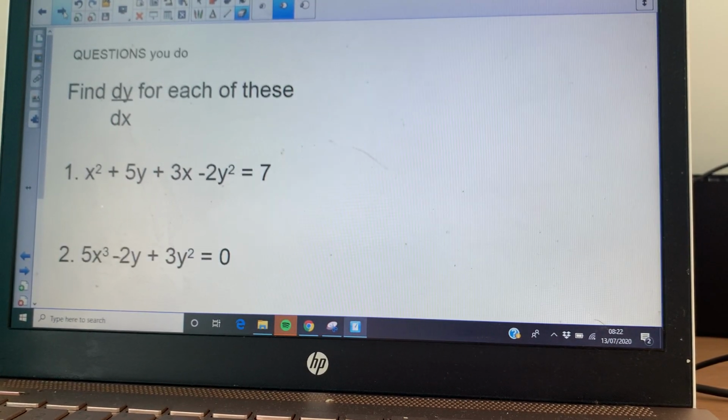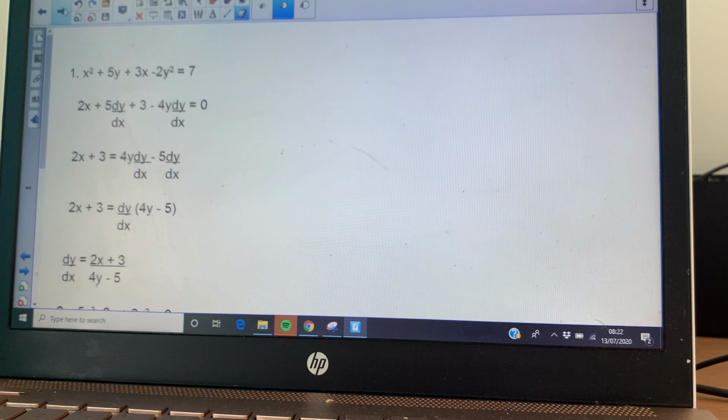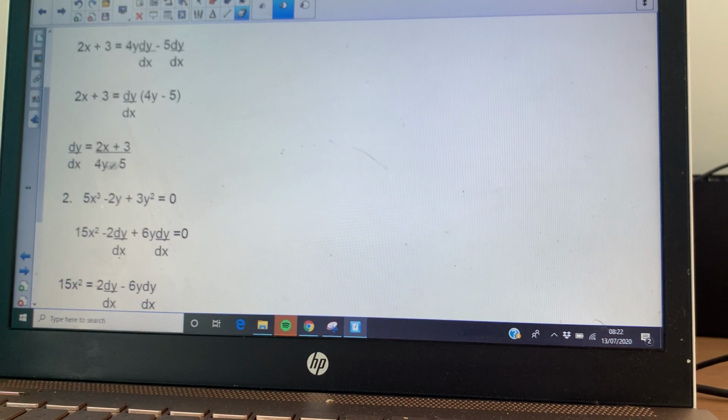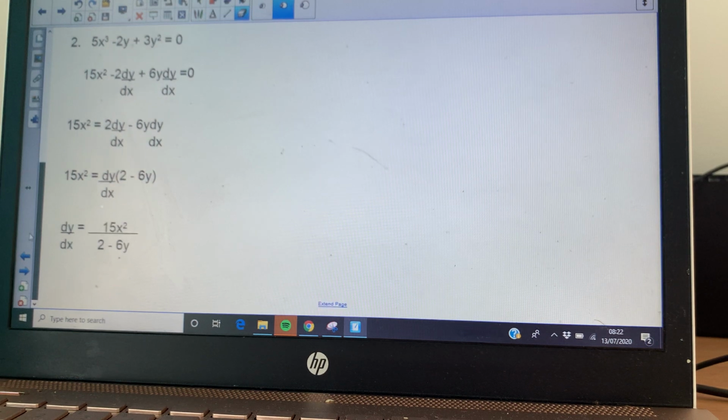Right, pause the video, differentiate those just like I've just done. Okay, so for your answer to the first one, you could have this equivalent where top and bottom are multiplied by -1. So you could have had minus 2x minus 3 all over 5 minus 4y. And here's the second one. Again, you could have had minus 15x squared over 6y minus 2, but I'm trying to keep it as nice as possible.